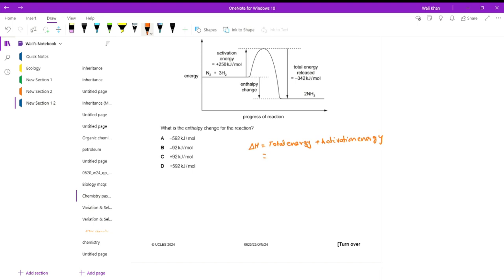Total energy is minus 342 kilojoule per mole. Activation energy is plus 250 kilojoule per mole. Now minus 342 plus 250 is equal to minus 92 kilojoule, and the option is B.